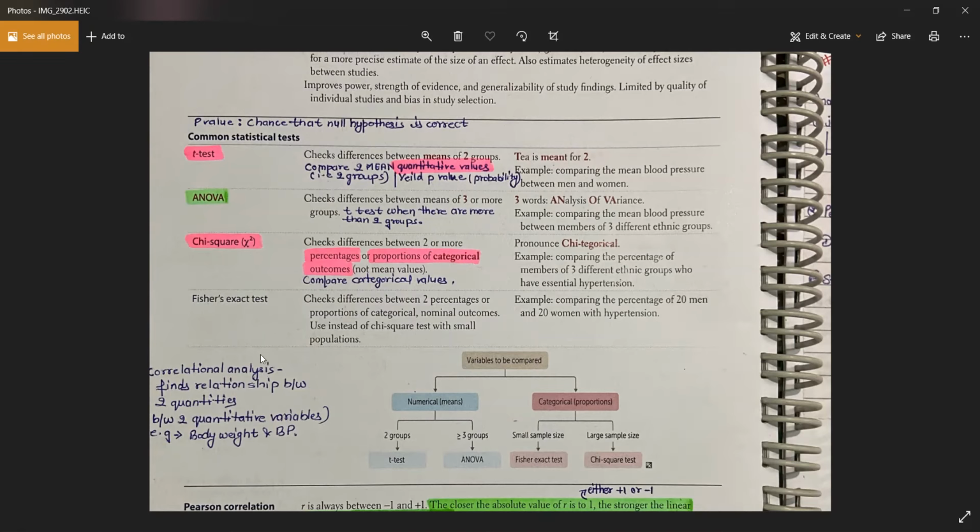Any doubts so far? In Fisher exact, we compare the result between two groups, and in chi-square there are three. I mean, two or greater than two. Yeah, it could be more than two.